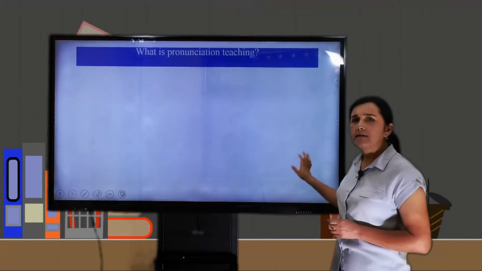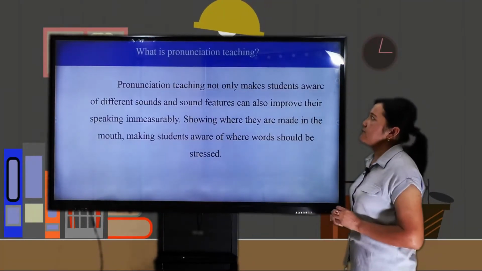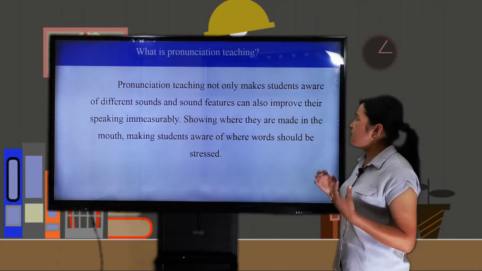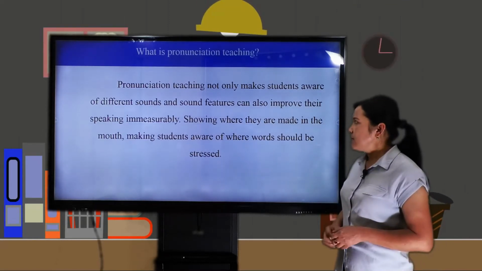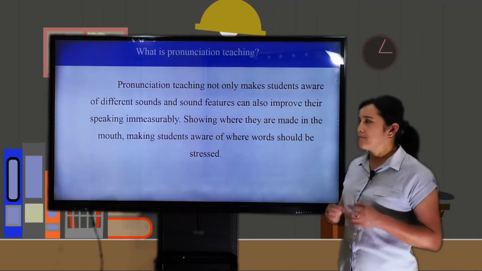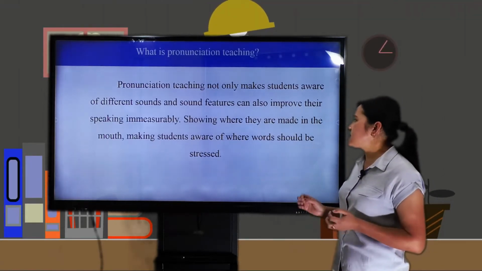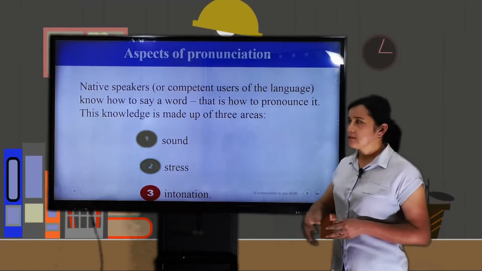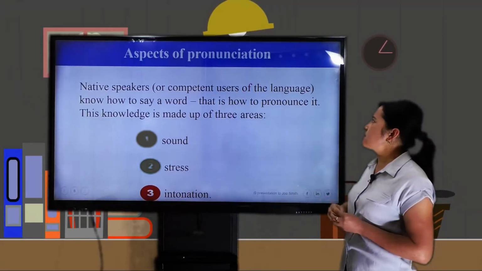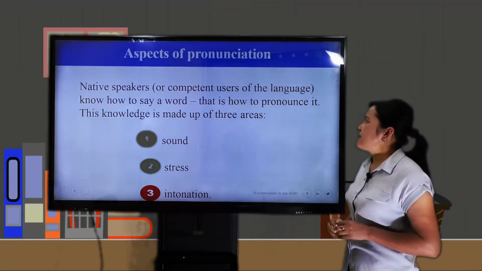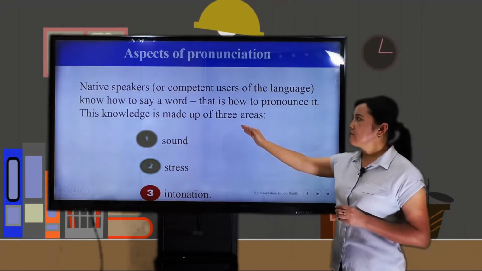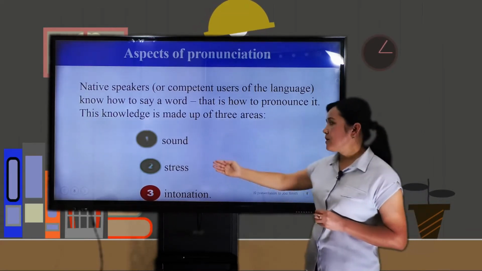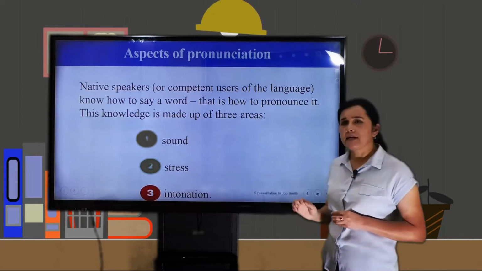What is pronunciation teaching? Pronunciation teaching not only makes students aware of different sounds and sound features, it can also improve their speaking immeasurably, showing where sounds are made in the mouth, making students aware of where words should be stressed. And here I have given aspects of pronunciation. Native speakers or competent users of the language know how to say a word, that is, how to pronounce it. This knowledge is made up of 3 areas. The first one is sound, the next one is stress, and the next one is intonation.